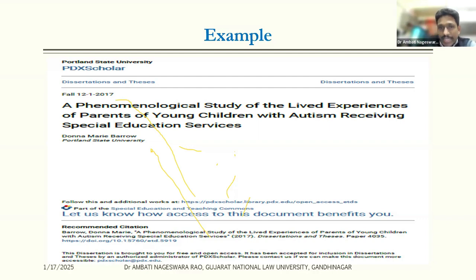So it is not easy for qualitative researchers to get in-depth data, to get the rich data, unless you're able to bridge the gap, unless you're able to build the rapport, it is not easy. So the researcher used photo elicitation as a method to build the rapport between the researcher and the parents.